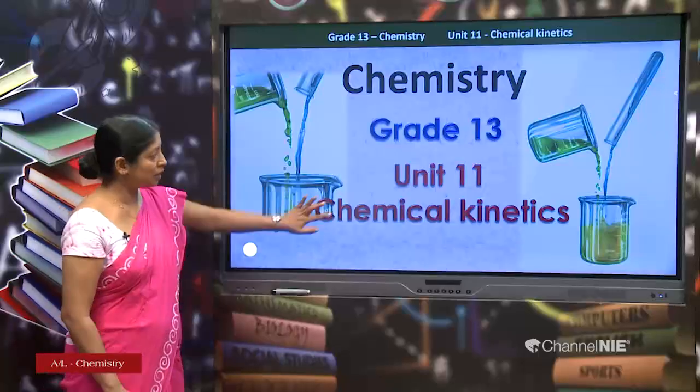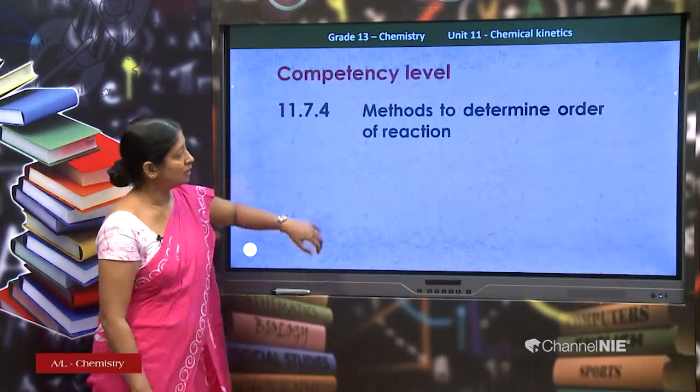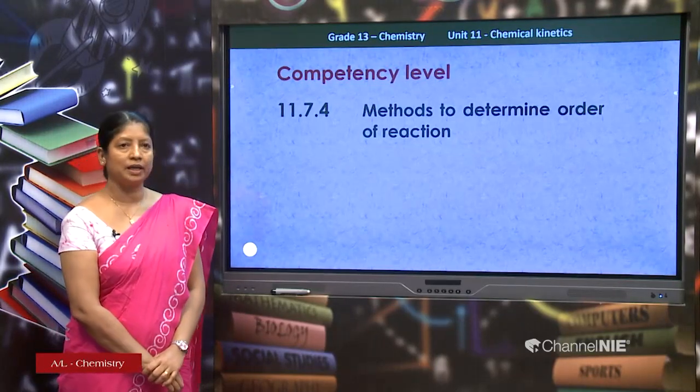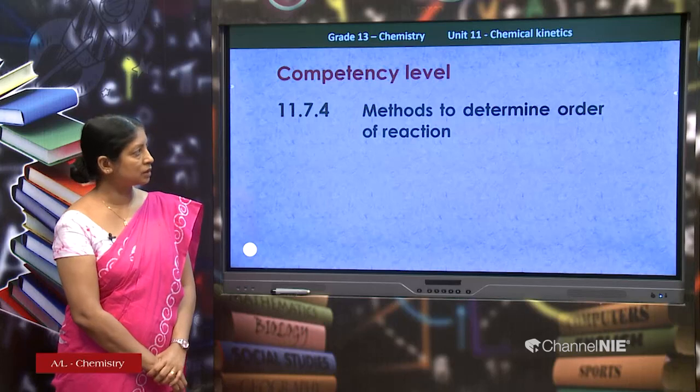So, we are at the end of unit 11, chemical kinetics. There are several competencies we have already discussed. Let us see what are the competencies that we are going to discuss today. We are going to discuss the first one, methods to determine the order of a reaction. That only we are going to discuss today.